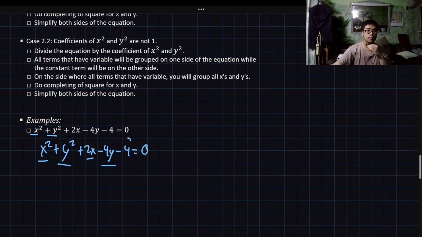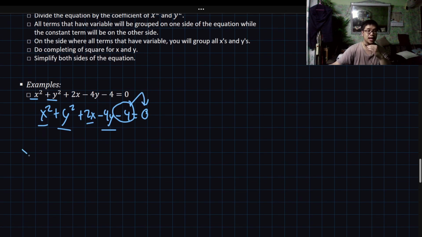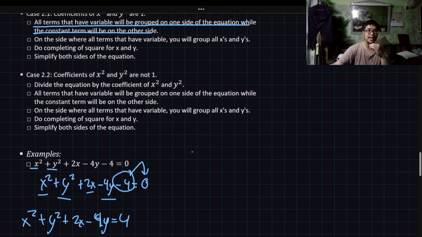Then the constant term, negative 4, will be put on the right side, or transposed. Hence, we will have x squared plus y squared plus 2x minus 4y is equal to 4. Okay, that's it. Now, second step.